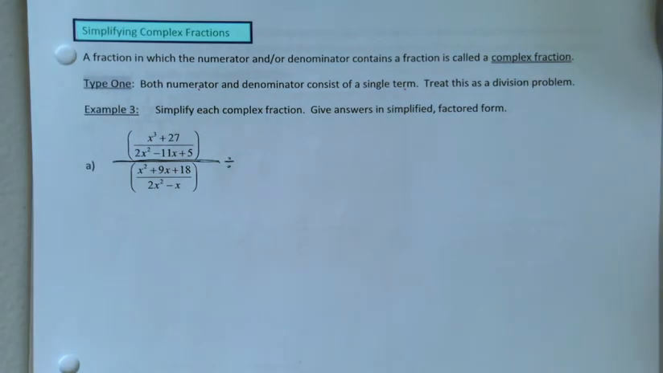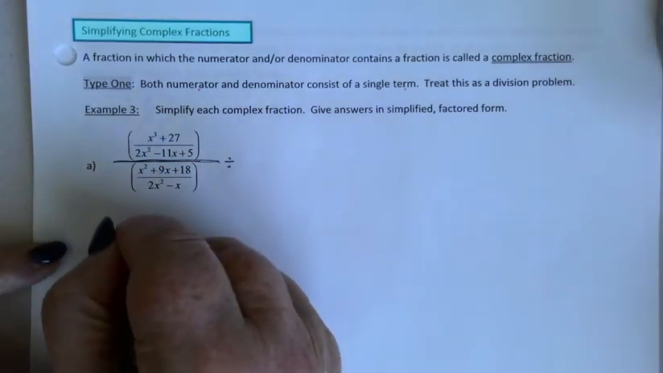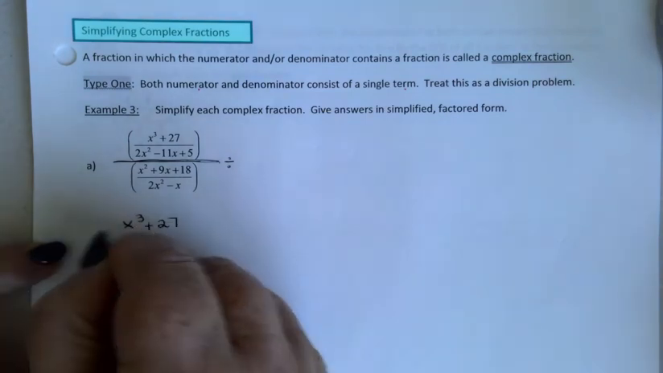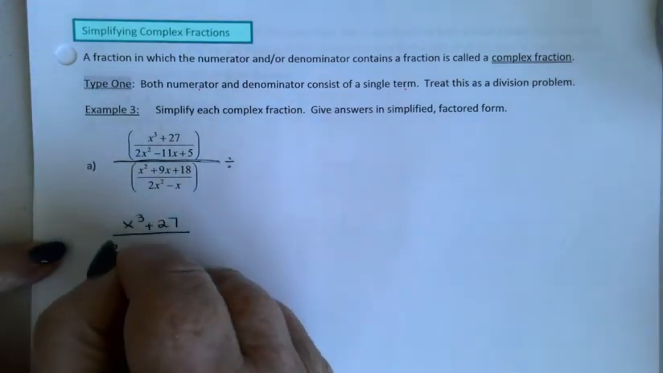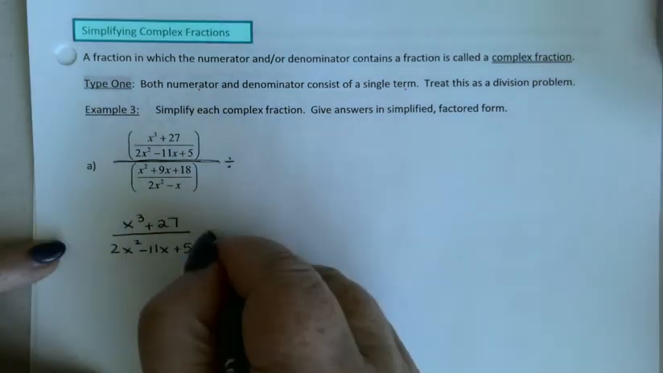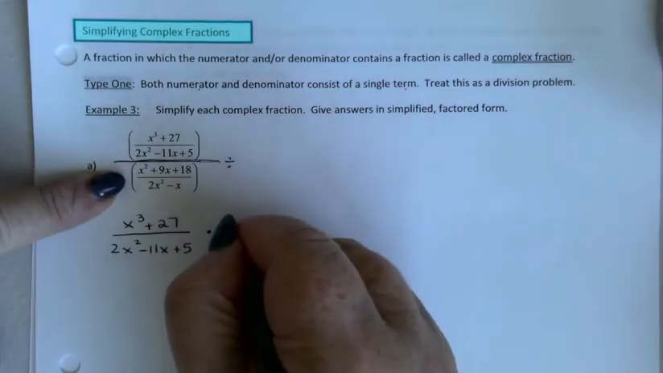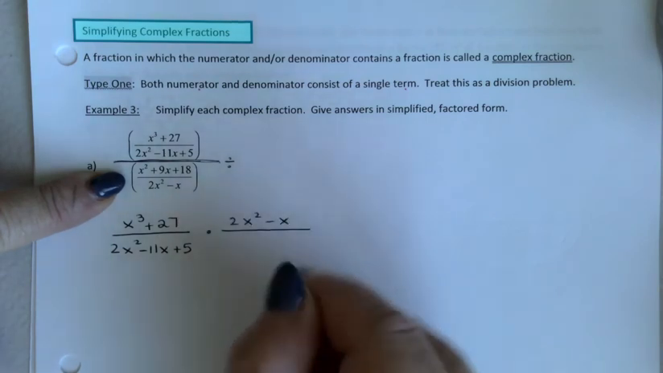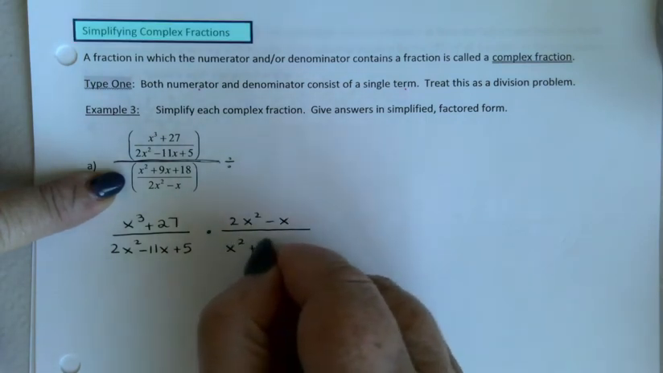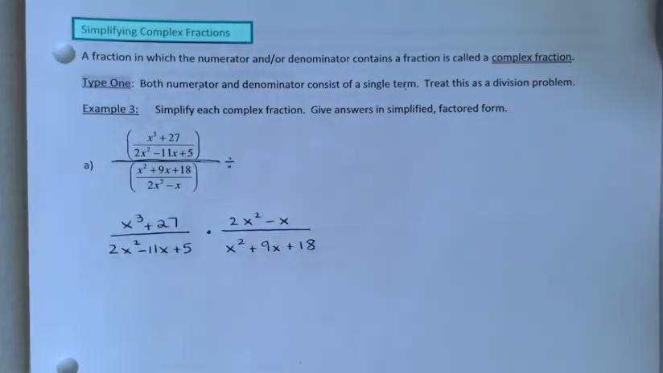And we already know how to do that, right? To divide, we multiply by the reciprocal. So I would just change this to x cubed plus 27 over 2x squared minus 11x plus 5. And I'm going to multiply by the reciprocal of the second fraction. Okay. So it looks different, but it's actually a problem you already know how to do.